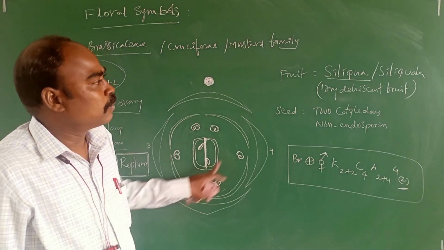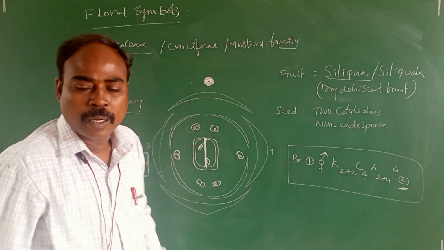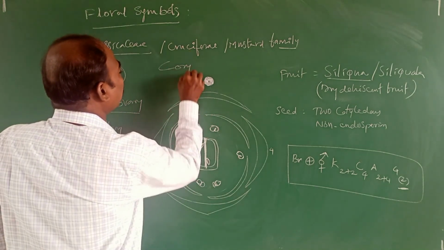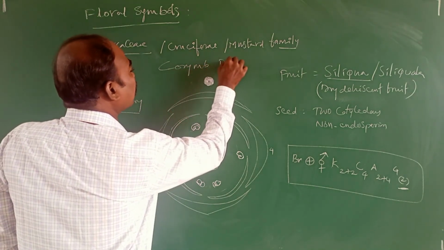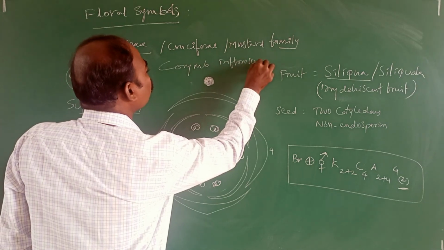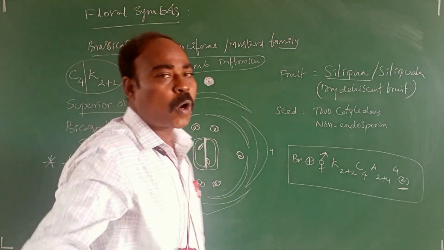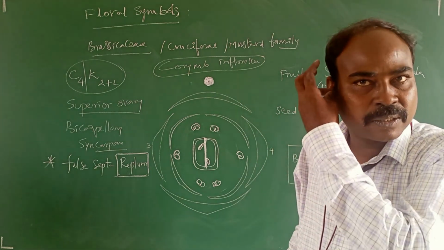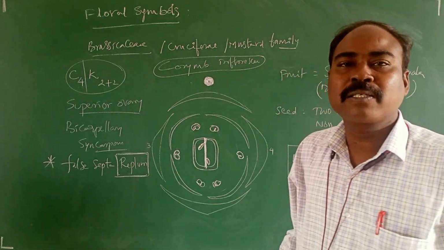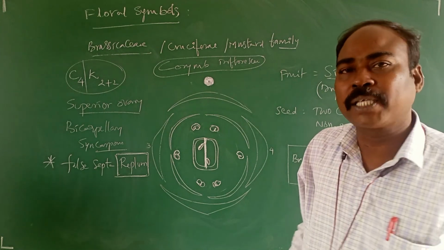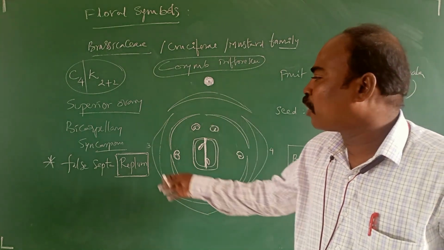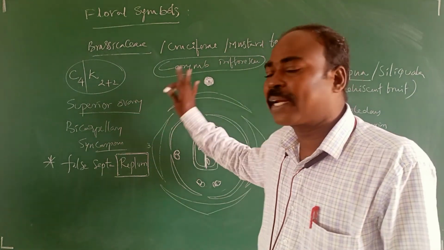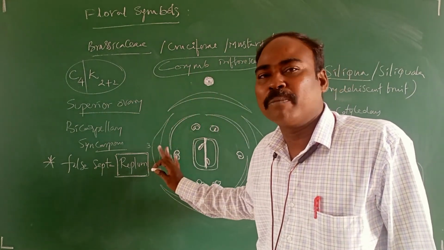Formula, diagram, fruit siliqua, and corymbose inflorescence are the important characters of the Brassicaceae members. Corymbose inflorescence, tetradynamous flowers, and floral whorls are 4 in number. That is very important. Actinomorphic, false septa found on the replum. These are the important characters of Brassicaceae members.